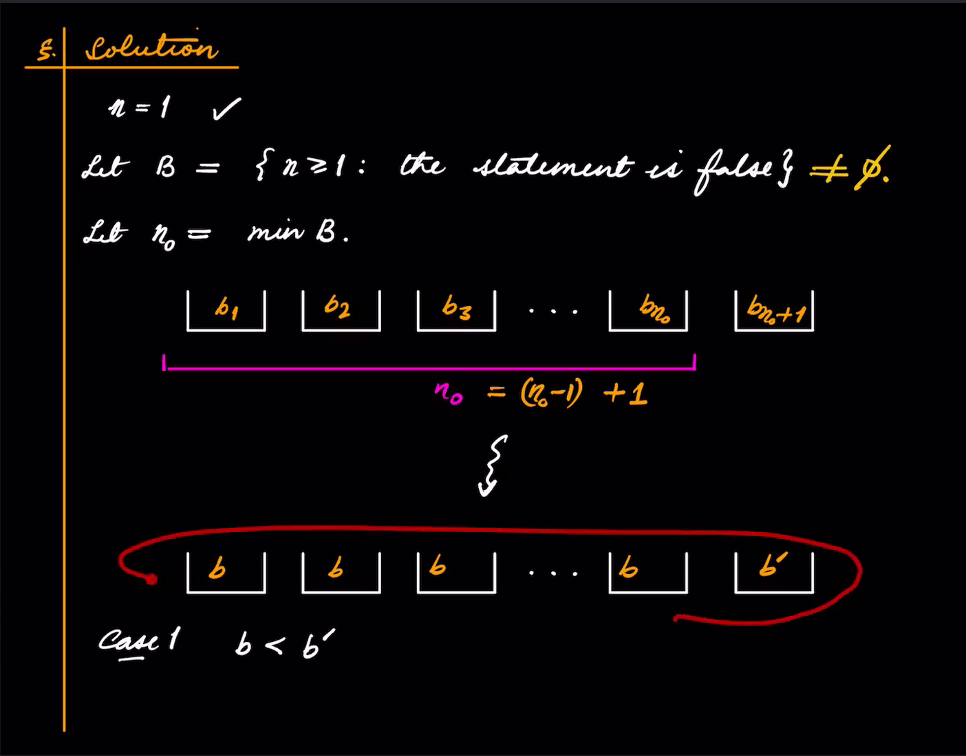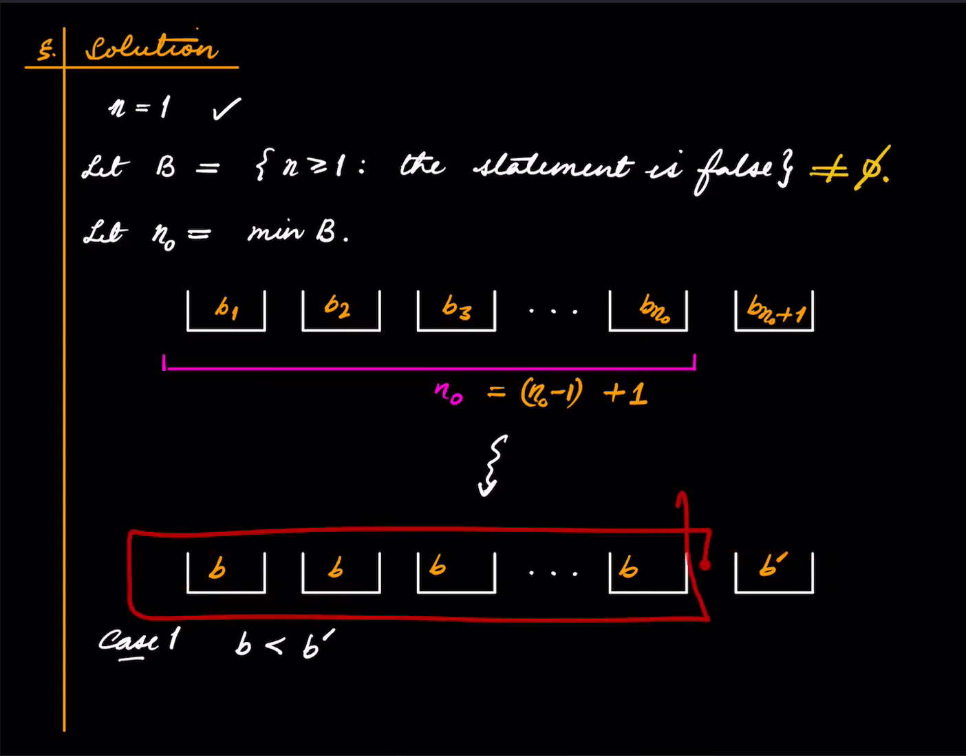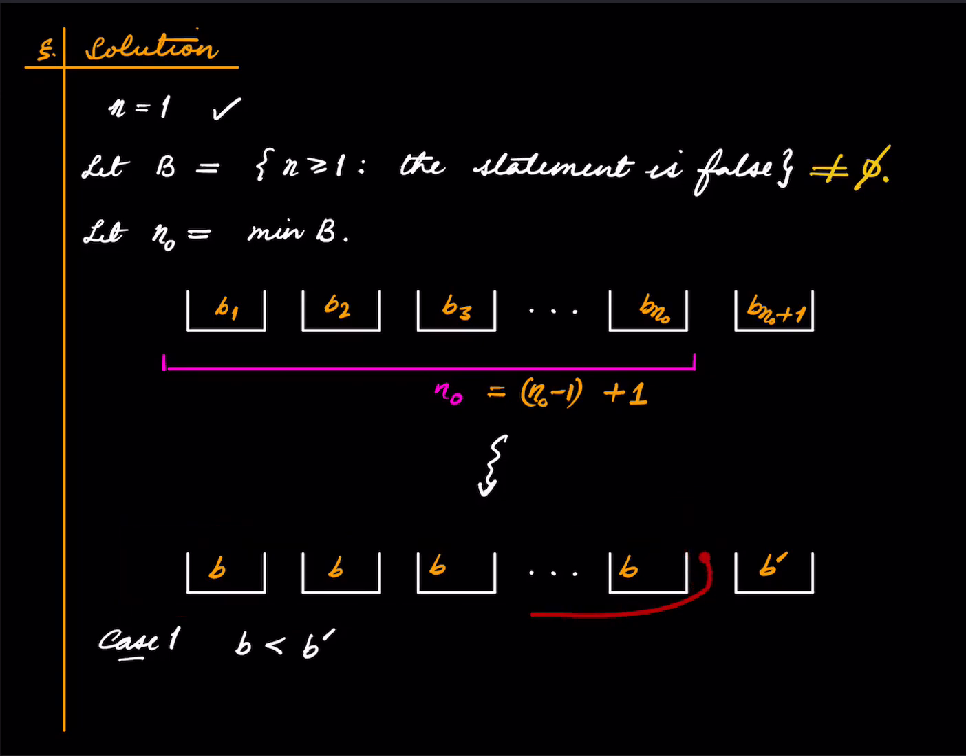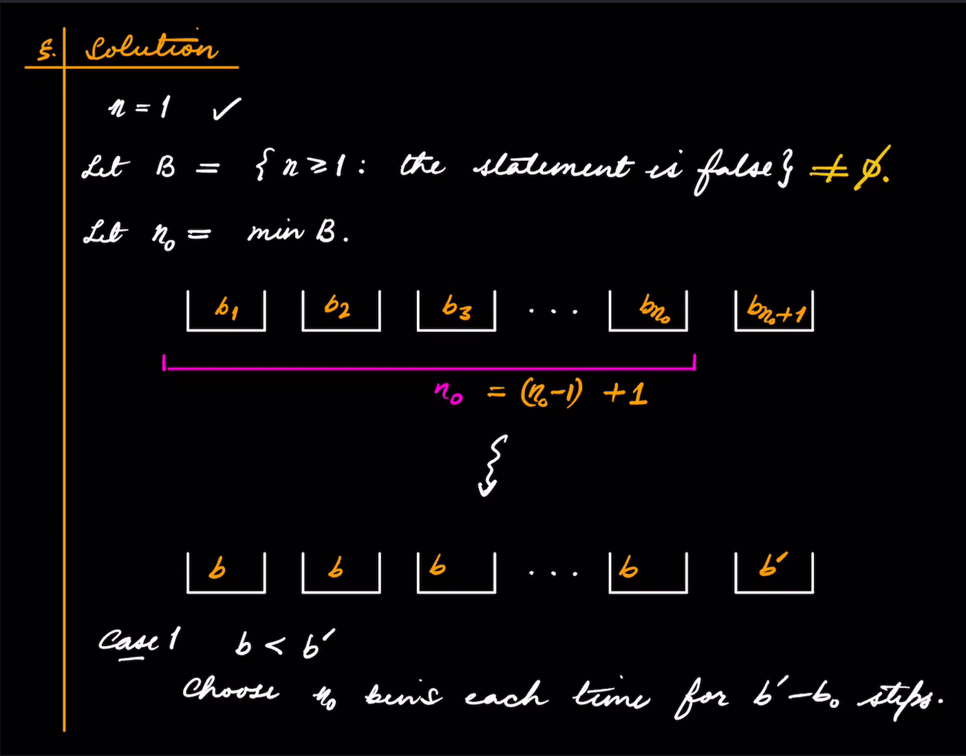We can choose any of these n naught bins. So every time we choose these n naught bins, we will add one ball to each of them. So this becomes b plus 1, then b plus 2, and so on. And we'll do this as long as the number of balls in any of these bins is smaller than b prime. So just execute, choose the first n naught bins each time, for b prime minus b steps. And then at the end of that, each of these bins will have b prime balls, and therefore we would have equated the total number of balls in each bin.